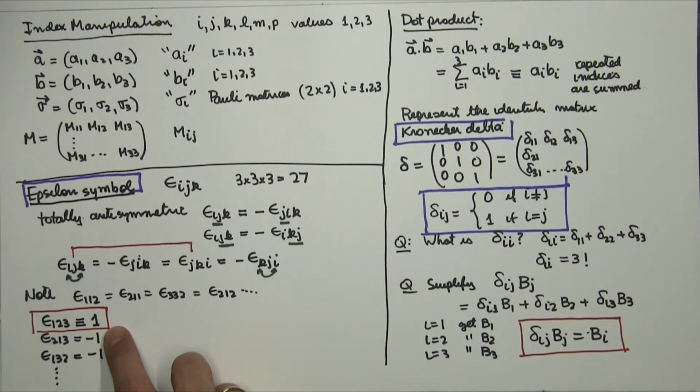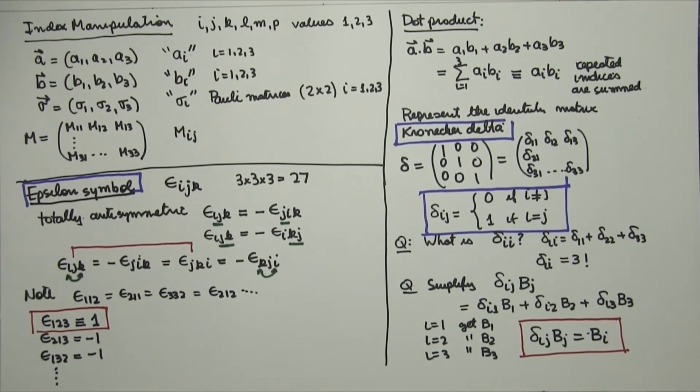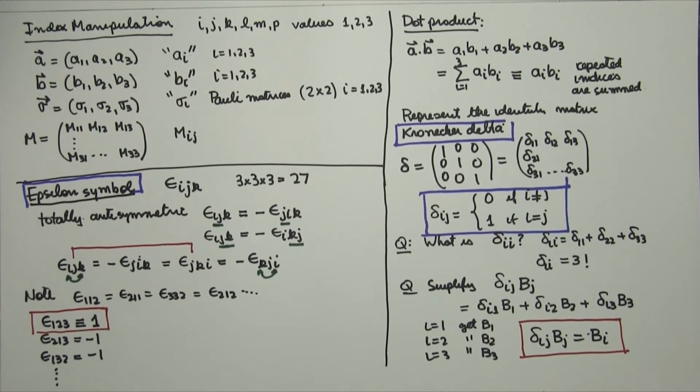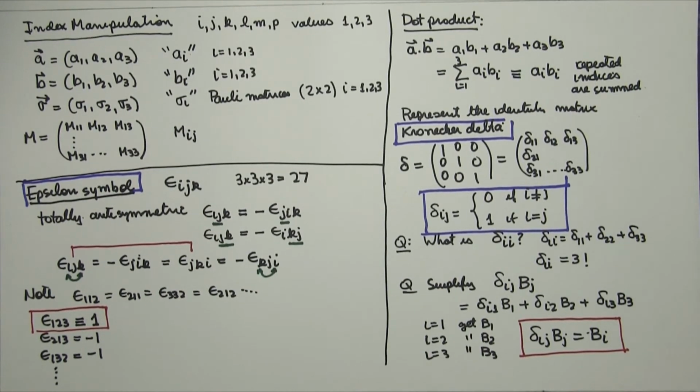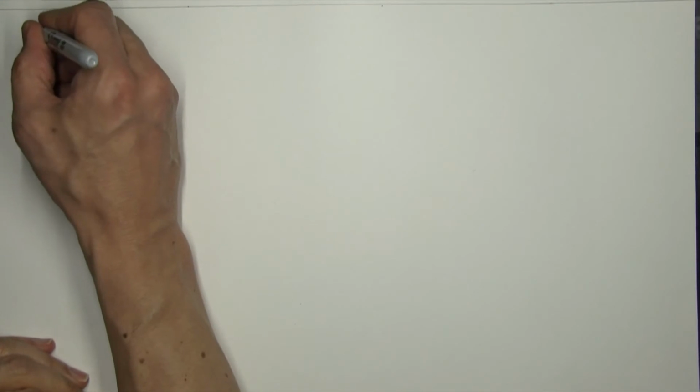So what is the use of this epsilon symbol? This epsilon symbol is great for cross products. So this is what we're going to do now. We're going to do cross products. We're done with this page, and let's move on. You have all your formulas here. Let's do cross products. How do we do cross products? Let me remind you of how you did those things.